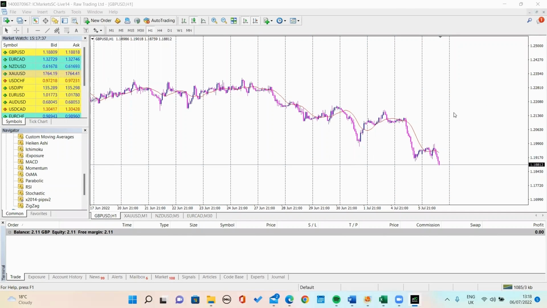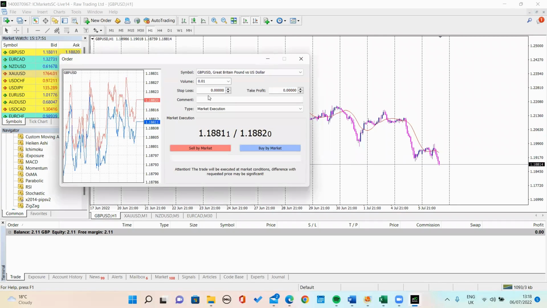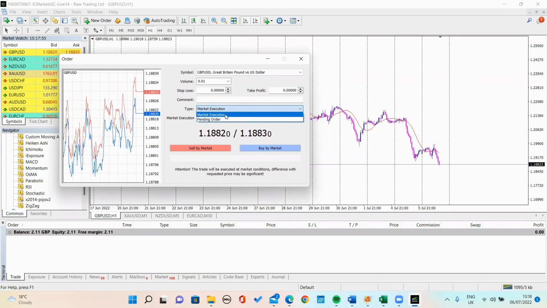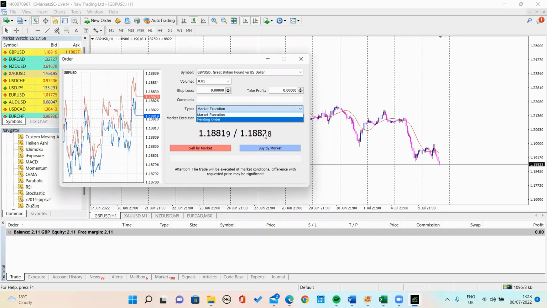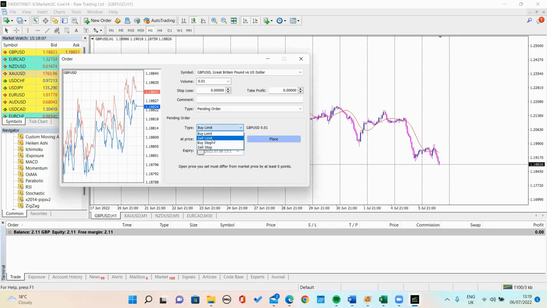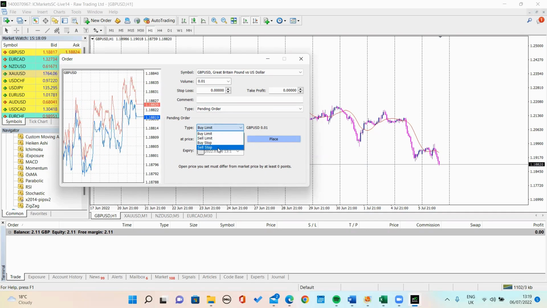All right, so I'm just going to show you where the order types are if you're using the MT4 trading platform, and I'm going to give you an example of one limit order and one stop order as well. So you would come up here to new order, and here where it says type, you've got your market execution, which means that if I was to press buy or sell, I'd be straight in the market. And you've got your pending orders as well. So your pending orders, remember those 4 types. We've got buy limit, sell limit, buy stop, and sell stop.